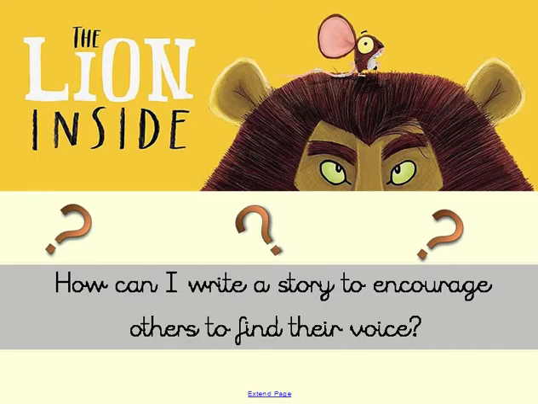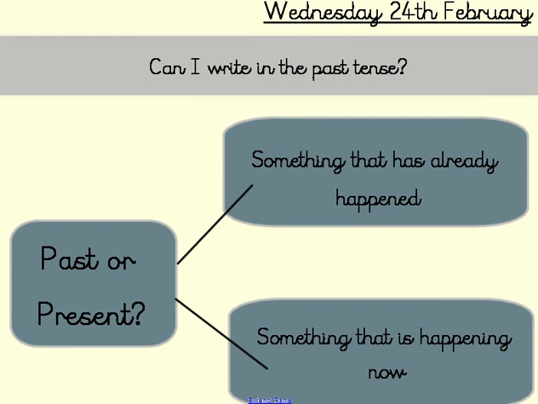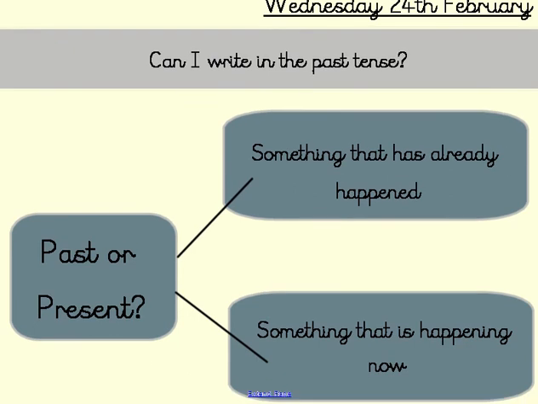Now today, I want us to think about something different. I want us to think about whether we're going to write in the past tense or the present tense. This is something that when we wrote our last stories we weren't quite sure about, so I thought it would be a good idea to concentrate on that now. So, can I write in the past tense? So the past tense describes something that has already happened.